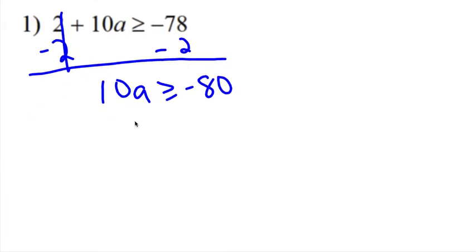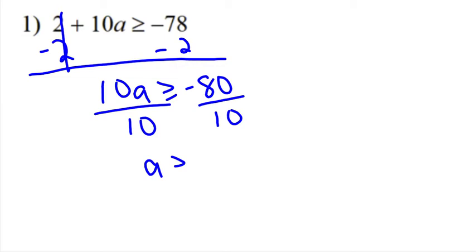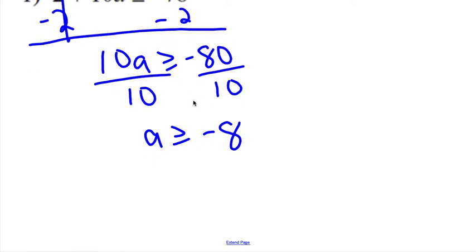Next step, to get a by itself, we're going to divide by 10 on both sides. 10 divided by 10 is 1. So I have 1a is greater than or equal to negative 80 divided by 10, which is negative 8. Now we don't flip the sign here because the only time we flip the inequality is when the number in front of the variable is negative. Just because this 80 was negative, that does not mean we flip our inequality. So a is greater than or equal to negative 8.